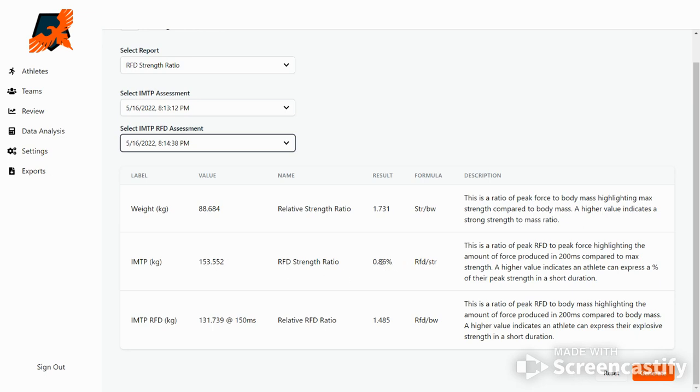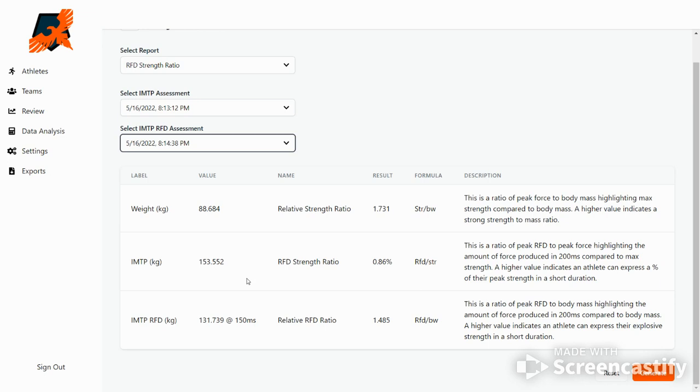There's some research being done by certain people, and they're saying anything that's 70% or above is a great expression of RFD strength. And so RFD strength is really how fast can you produce force and how much force is that? So if you have someone who is super strong, but their RFD strength is low, you need to look at what kind of athlete are they?